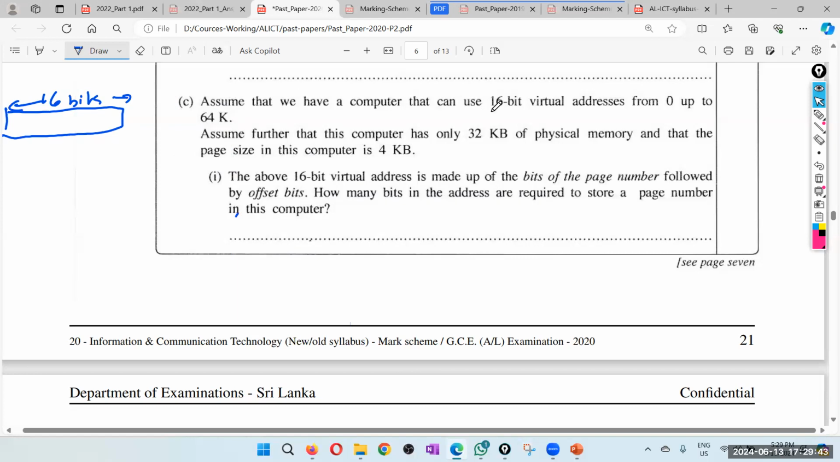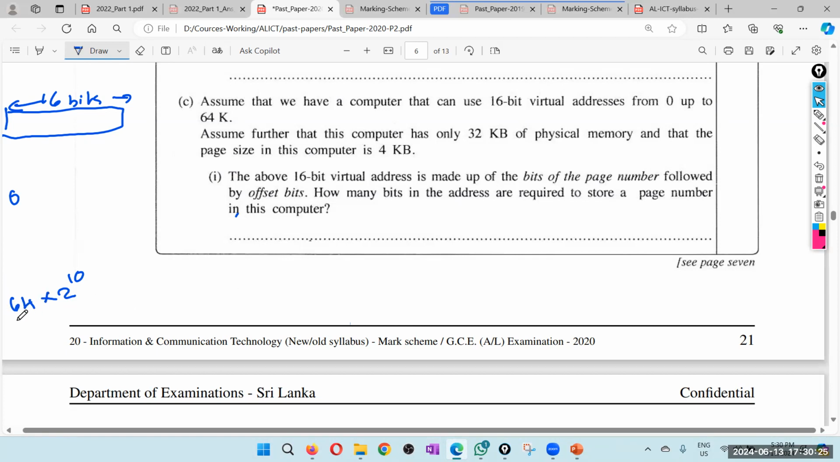Assume that we have a computer that can use 16-bit virtual address from 0 to 64K. Now, this is the really confusing thing. It says 0 to 64K. That means the first address is 0 and the last address is 64K. This is a little bit confusing. Let's assume it is 64 and K is 2 to the power 10, because in computing, kilo means 2 to the power 10, that is 1024. This is computing, not meters or grams or liters or milliliters.